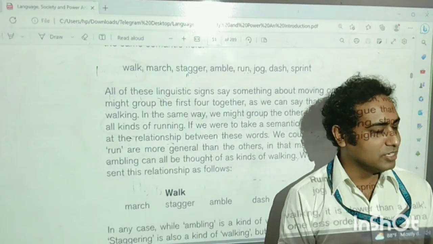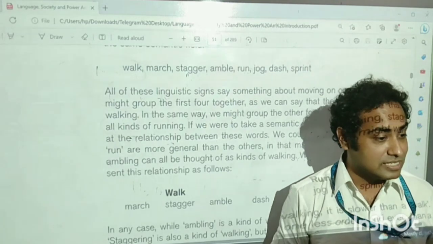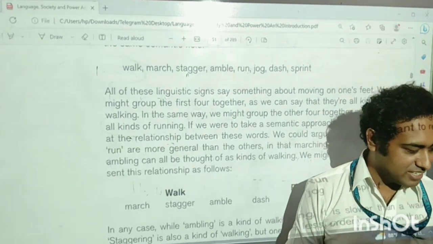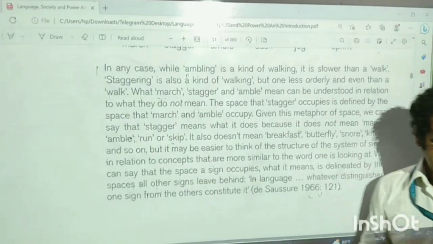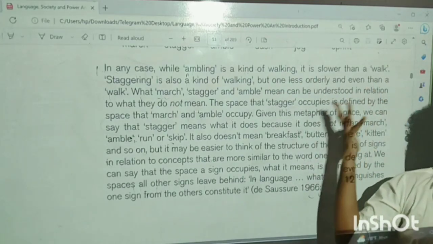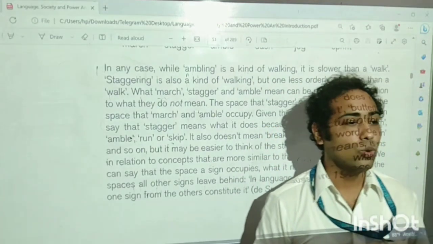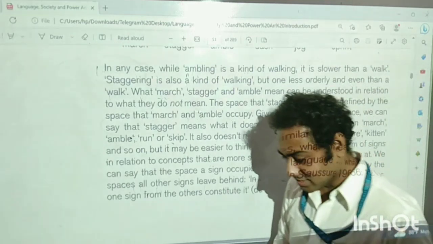I need to learn it. So don't always go to the dictionary and check the meaning. Try to guess. Use your own knowledge and structures. That is the thing that we are learning. So read this. In any case, while ambling is a kind of walking, it is slower than a walk. Simple. Ambling is slower than a walk. Do you understand how ambling is? It's like this.